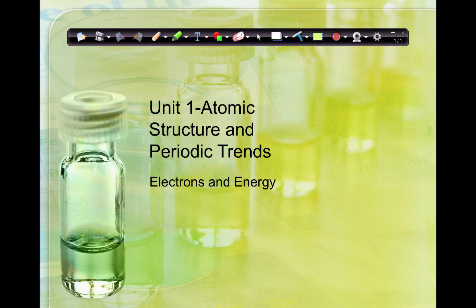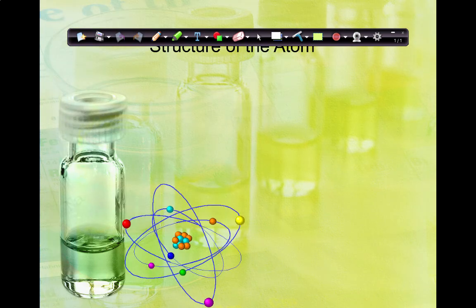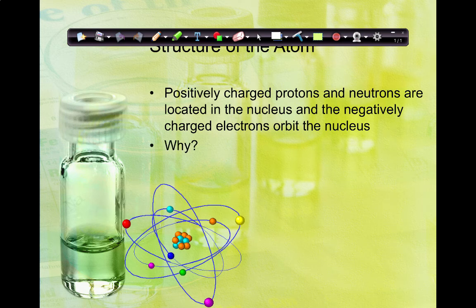Well, the electrons continue to orbit around the nucleus because they're attracted to it. So we need to talk about why that is. So we have the positively charged protons and the neutrons, which are neutral, located inside the center of the atom. And then you have the negative electrons that are orbiting, and they continue to do that because they're attracted. And this deals with Coulomb's law.